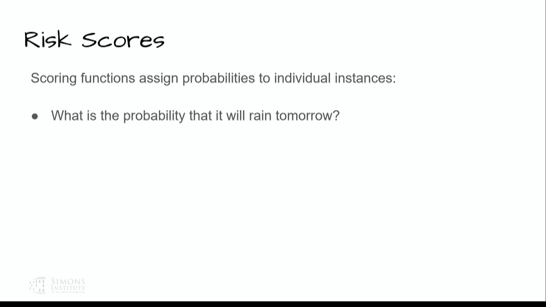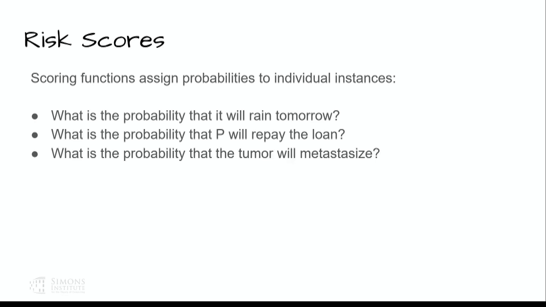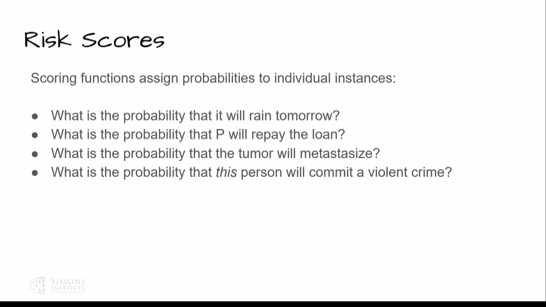And you could think of that as a scoring function that maybe takes into account the weather today and yesterday and maybe what it was like last year or typically at this time of year, what's coming on the jet stream across the Pacific and so on, and makes a prediction. Or for a given person P, what's the probability that P will repay a loan? So you get a number between 0 and 1. Or we have a tumor. What's the probability, if we follow a particular medical course of treatment, that this tumor will metastasize? And of course, very poignantly, what is the probability that this individual will commit a violent crime? And this is a predictor that is used in trying to decide whether you should keep someone in jail or let them out on parole.